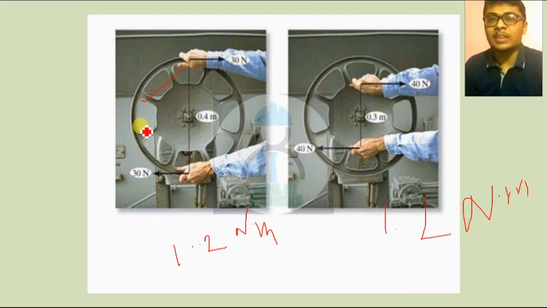Therefore, the value of the couple depends on two factors. One is the magnitude of the force and the second one is the distance between them. If the magnitude of force increases, then the value of the couple also increases. If the distance between them increases, then the couple also will increase. Okay.